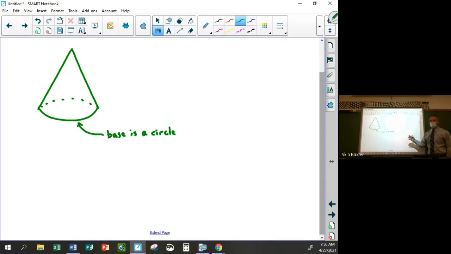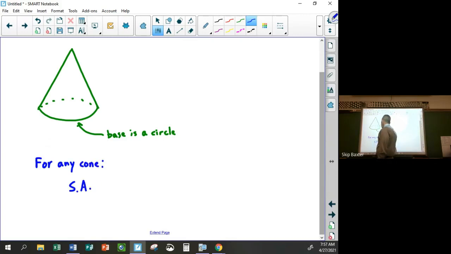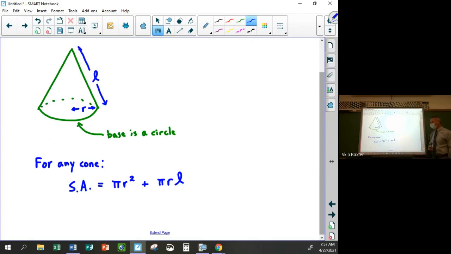All right, so I'll tell you the surface area formula, and then I'll explain why it is what it is. Okay, so the surface area for any cone is pi r squared, which is the circular base, that makes sense, right? Pi r squared plus pi r L. And remember, L is the slant height, just like it was with a pyramid. So L is like this distance here. And r is the radius of the base. That's all.